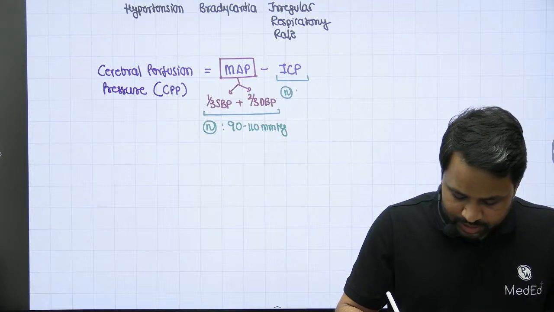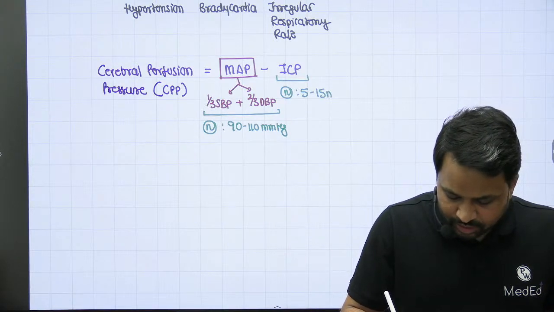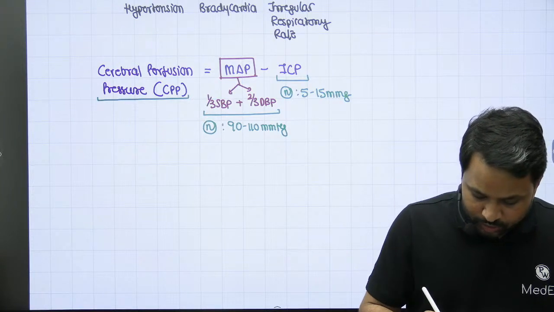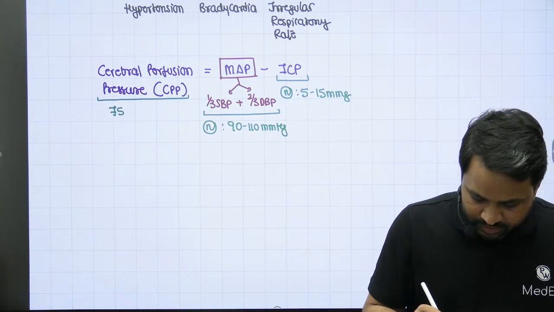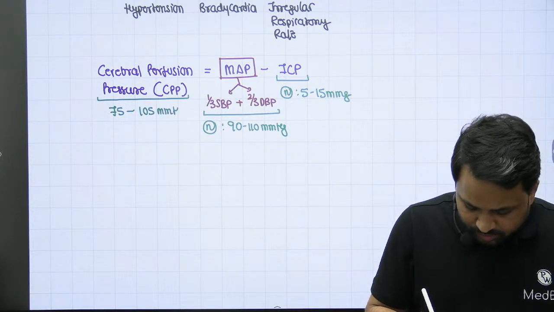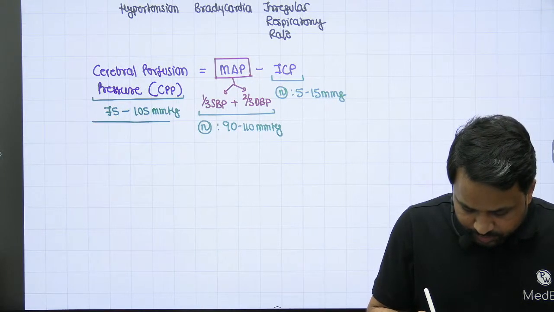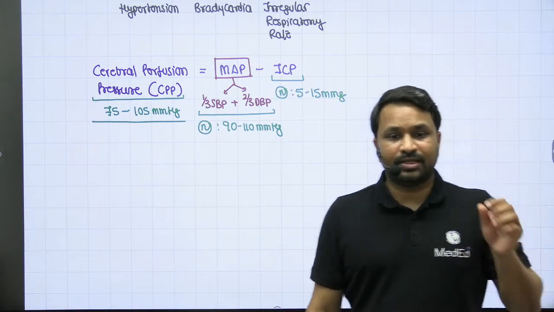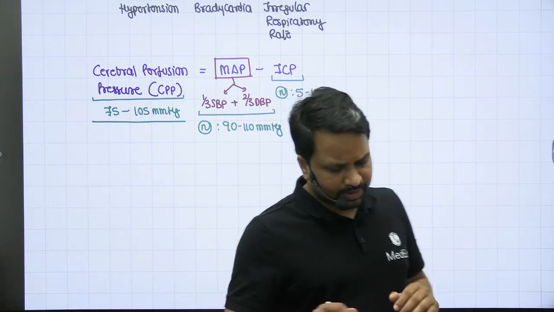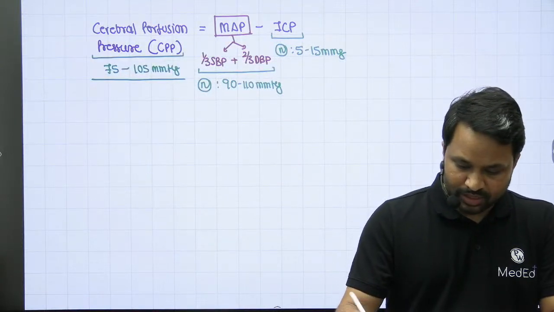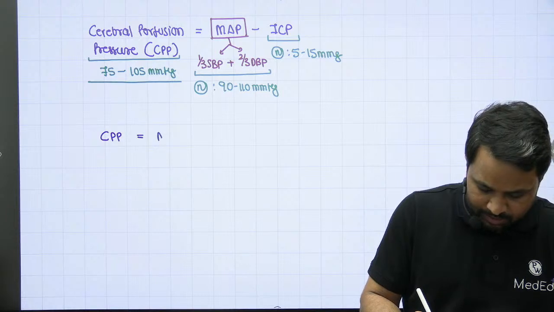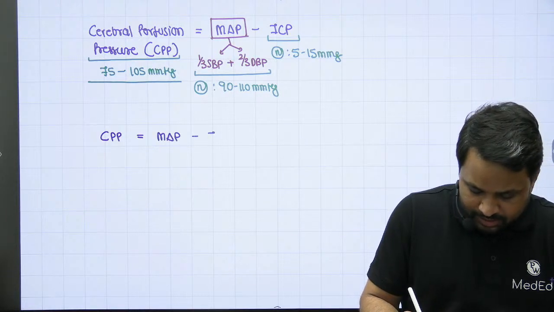And normal intracranial pressure is going to be 5 to 15 millimeters of mercury. By that logic, the normal CPP will come as 75 to 105 millimeters of mercury. This is the normal cerebral perfusion pressure. That means this is the pressure that you require for a patient to perfuse the brain. As simple as that. Now, what is happening in a patient who is having a brain injury? I will calculate the cerebral perfusion pressure as the mean arterial pressure minus intracranial pressure.